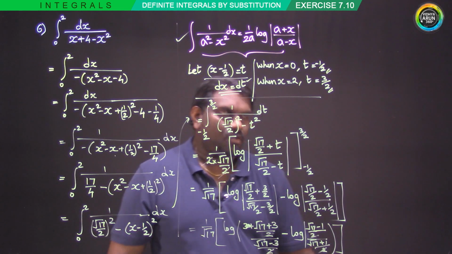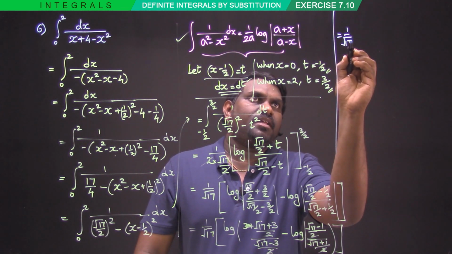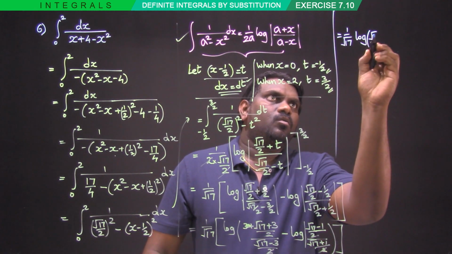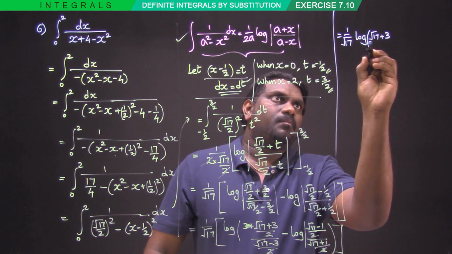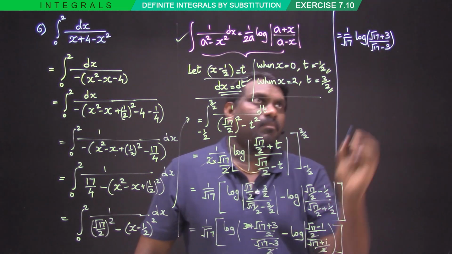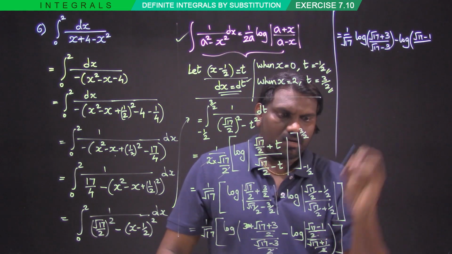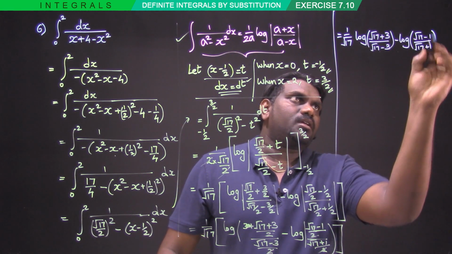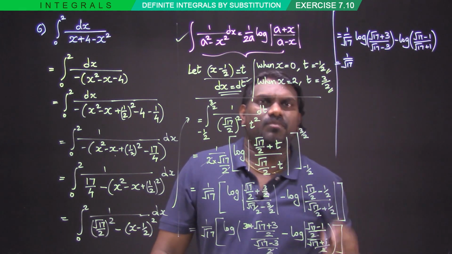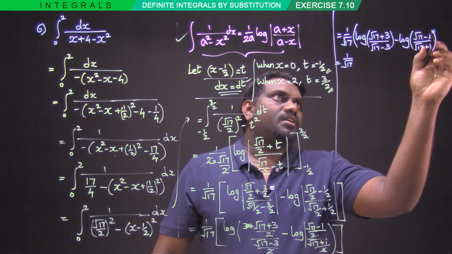Yeah, let's check. So this one would be 1 by root 17, then log, root 17 plus 3 by root 17 minus 3, minus log, here log root 17 minus 1 and root 17 plus 1. Be very careful. That is the only thing you need to watch in these types of questions. If you miss out on any one step, it's going to be wrong. So the entire 1 by root 17 is common for these.